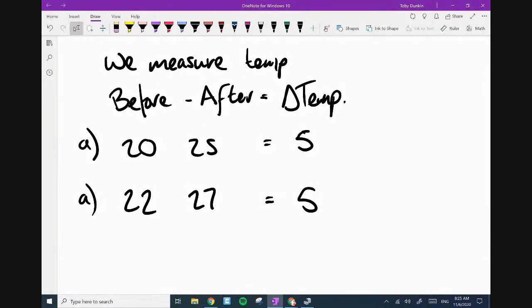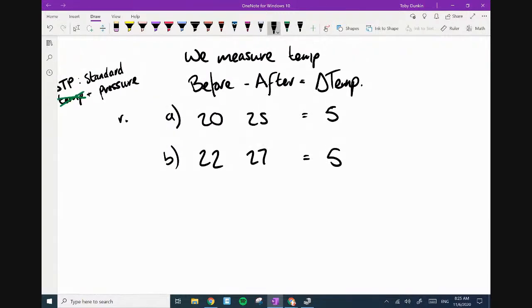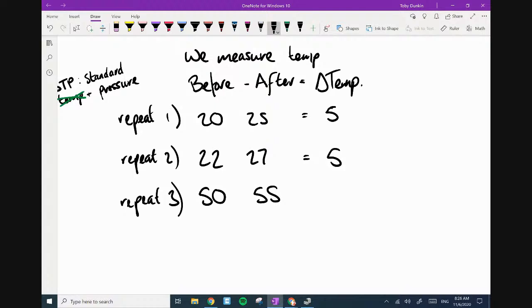Now, Oliver argued this with me. He was like, well, hang on a minute. If I do the experiment at 50 degrees, and sorry, I'll put repeat 1 and repeat 2 instead of A and B. Oliver argued with me on this one, and he was like, well, hang on a minute. If I did repeat number 3 and I started it at 50 degrees, I'm probably not going to achieve 55.